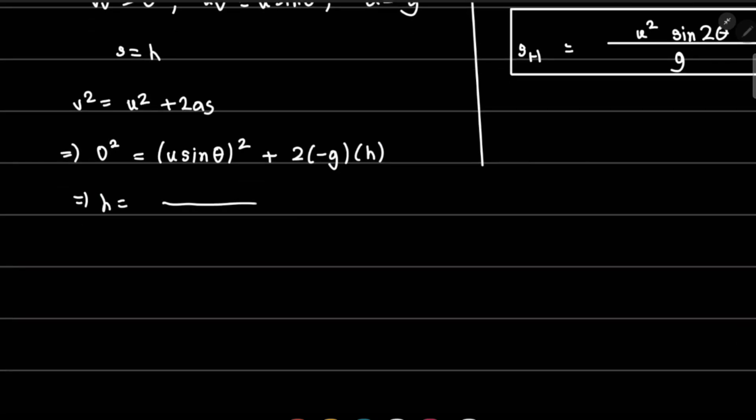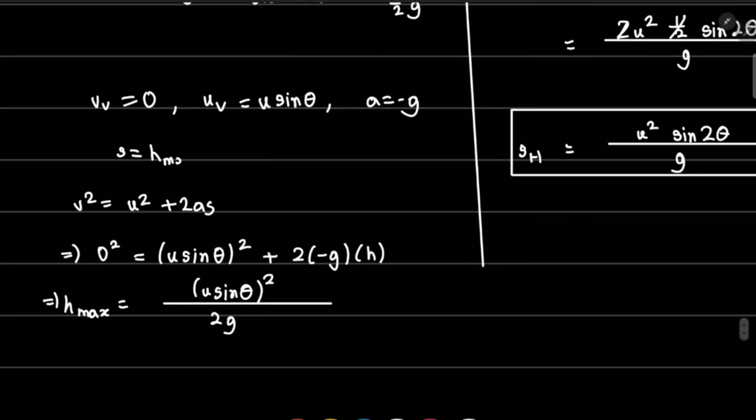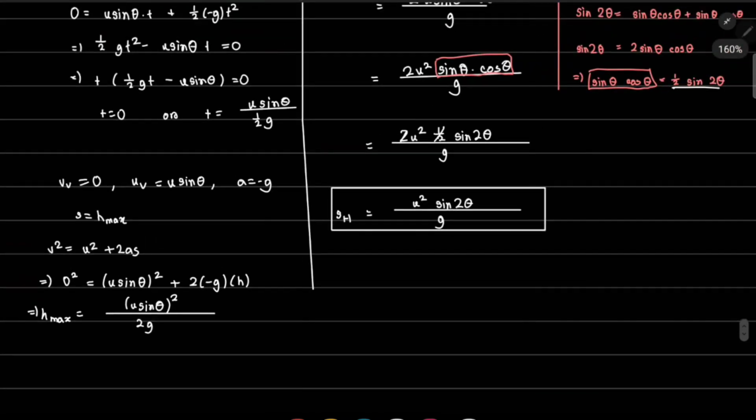So h is just u squared sin squared theta divided by 2g. Or you can even leave it in this form: (u sin theta) squared divided by 2g is the maximum height. I'll just write h max. And that's it for projectile motion.